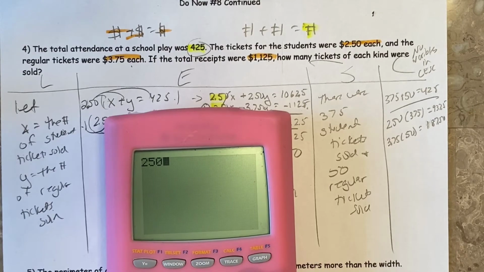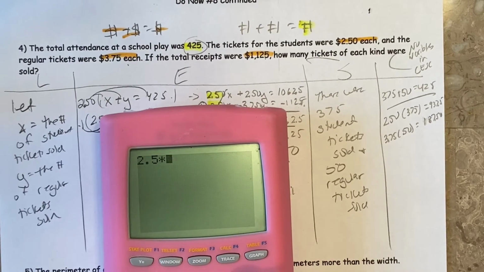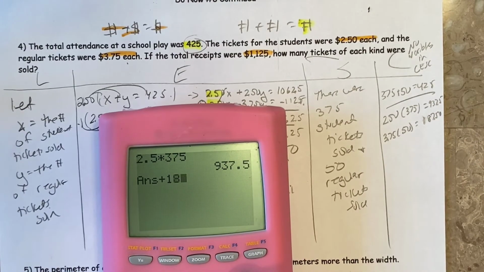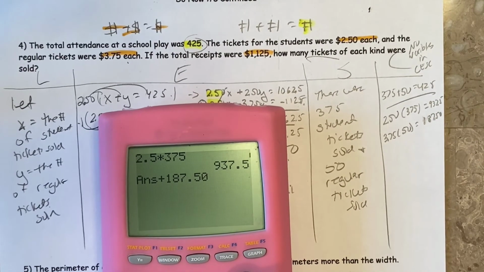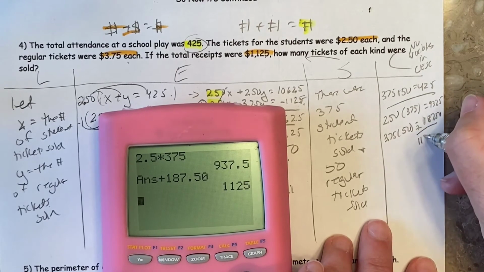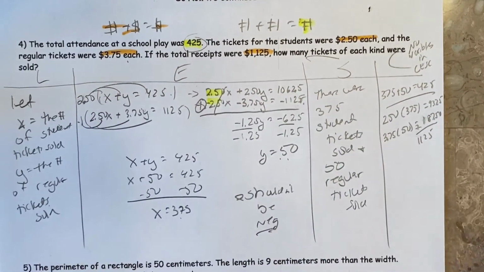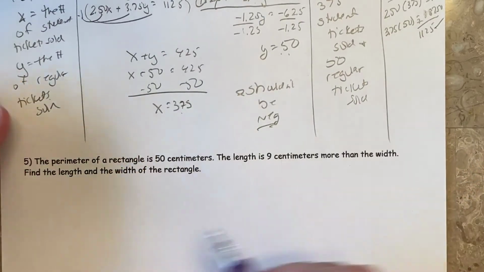Wait, let me check the other one too. 2.5 times 375, 937. Okay, good. Plus 187.50 gets us our 1125. Good. Yay. One done. Next one.